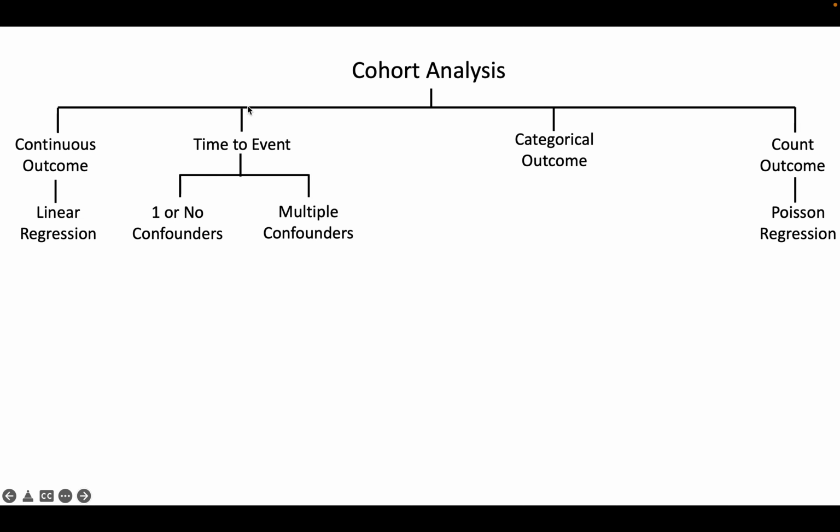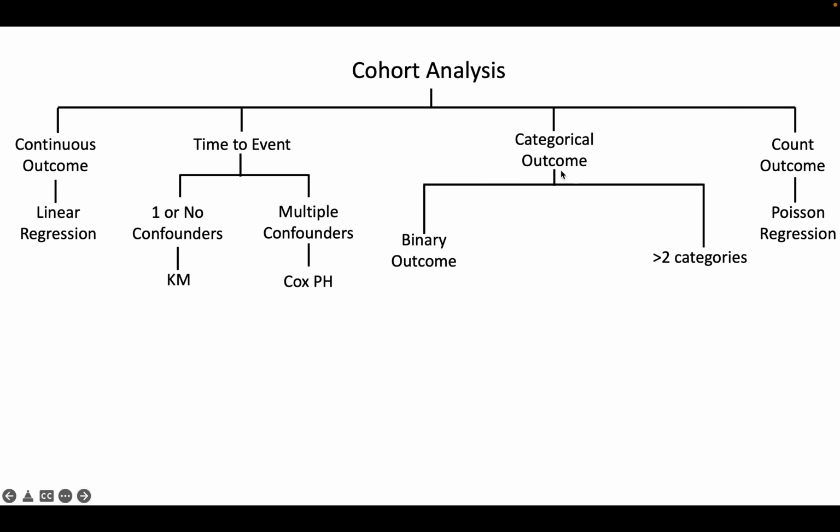If there is time to event data, what you use depends on whether you hope to control for multiple confounders, or whether you have just one confounder or no confounders, so you're just looking at treatment and disease. So if you have one or no confounders, Kaplan-Meier is a useful one. But if you have multiple confounders, Cox proportional hazard is the better option. And I think technically Cox proportional hazard can handle this situation as well.